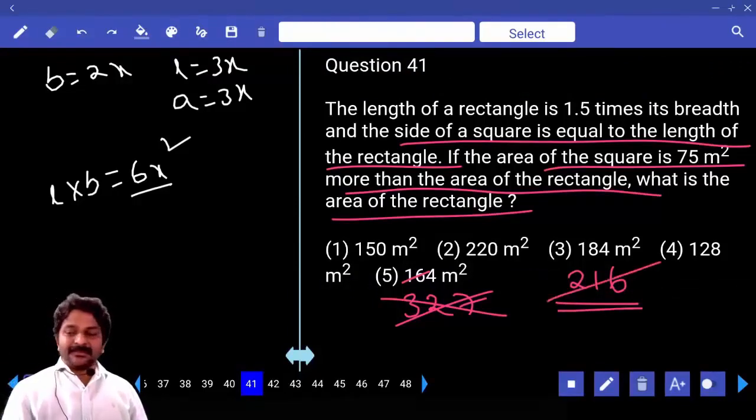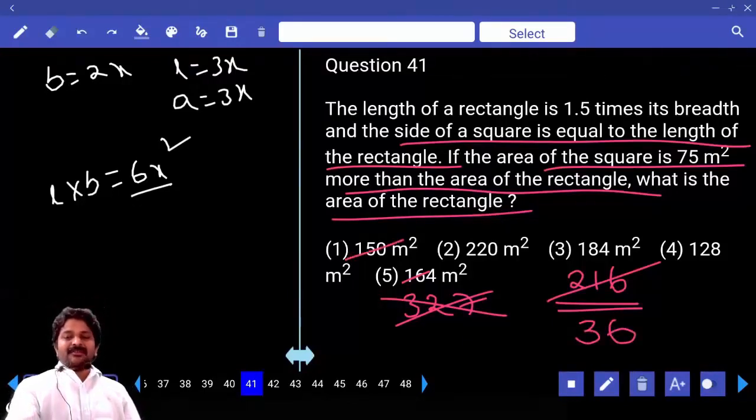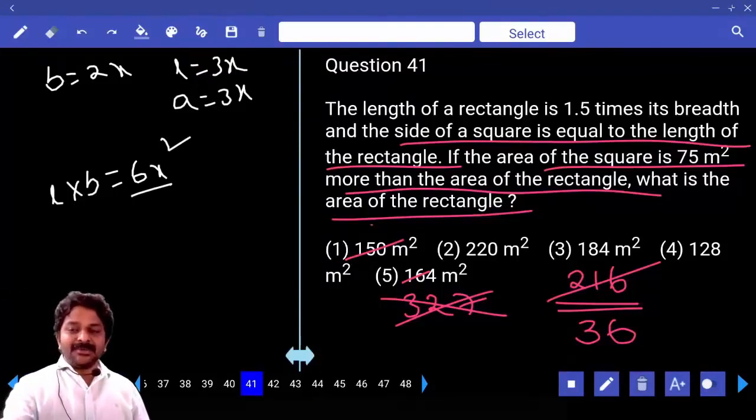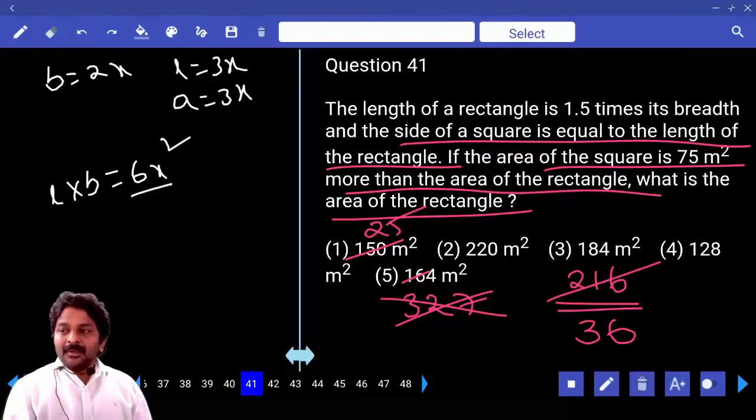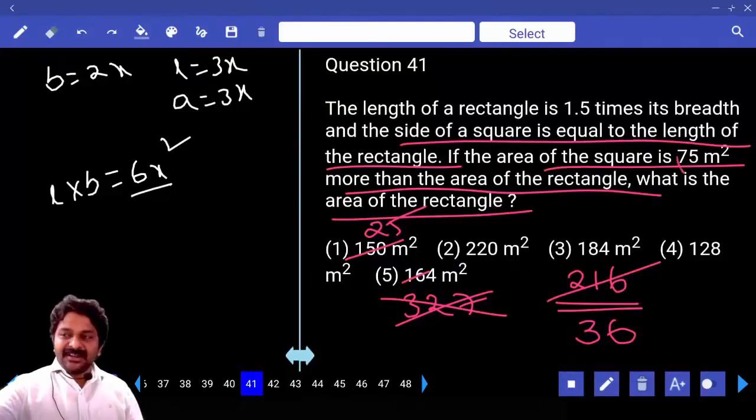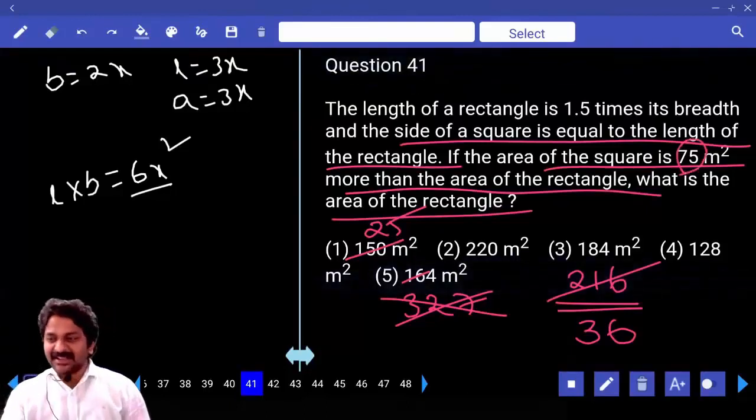6 how many times? 36 times. 3 how many times? 6 how many times? 25 times. Right. Both are possible now. Both possibilities are there. Yes. The difference is 75. It becomes lengthy. Still, you can do it.